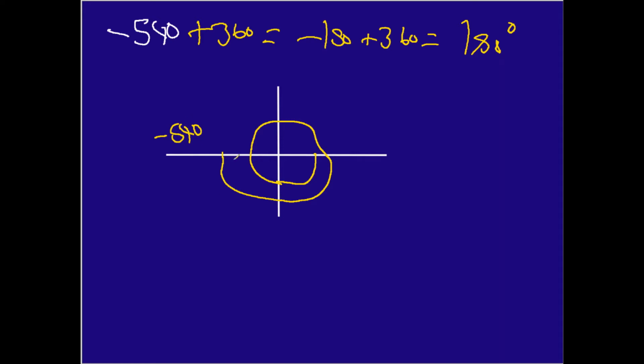And of course, again, if I go clockwise, or if I go counterclockwise, I just go in the opposite direction. This is 180 right here. Voila. You can see it right there with your own eyes. This is how it works.